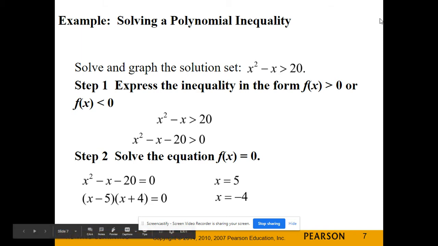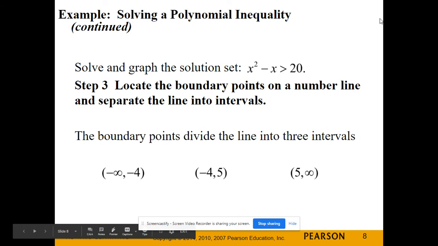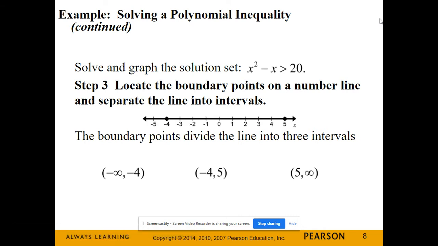So x squared minus x minus 20 equals 0. You can factor it into x minus 5 times x plus 4, and you end up with x equals 5 and x equals negative 4. So negative 4 and 5 are your boundary points. All right. So you have a number line, you've got negative 4 and positive 5. So you have 3 intervals: everything before negative 4, everything between negative 4 and 5, and then everything to the right of 5.